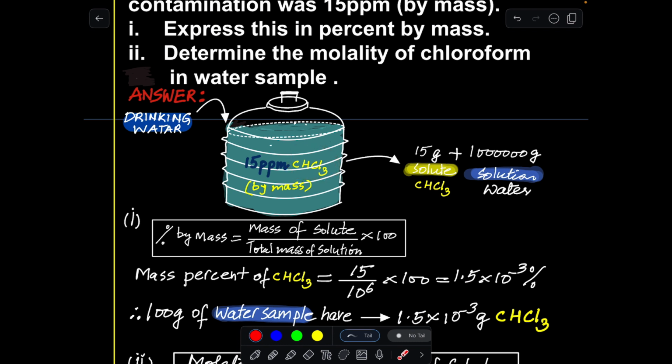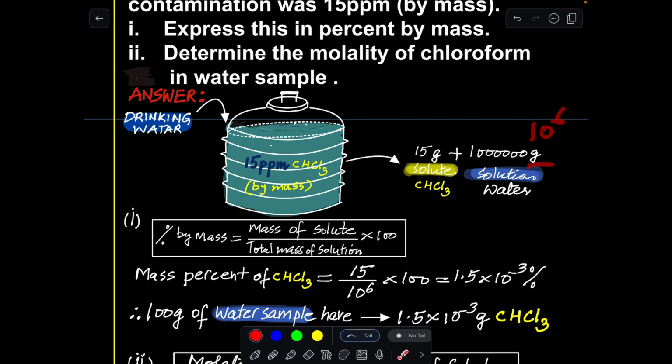So here the concentration of this compound is given as 15 ppm. What is the meaning of ppm? ppm is parts per million. That means 1 ppm is 1 part in a millionth part of the given solution. So here ppm is by mass. It means 15 gram of chloroform is present in 10 raised to the power 6 grams of water, or the given sample.